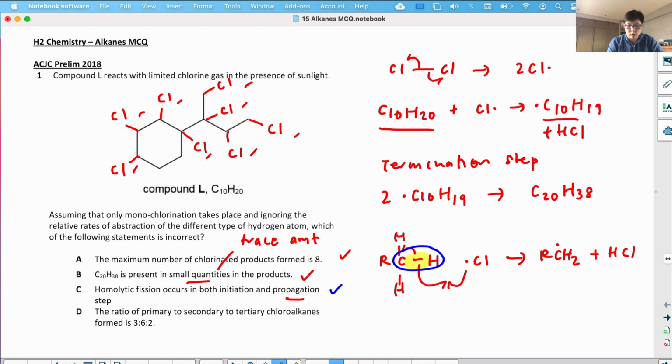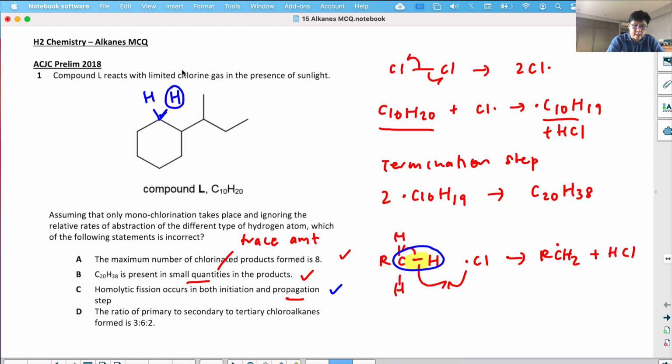Okay, this is the tricky part. The ratio of the primary to secondary to tertiary chloroalkanes has this ratio. So I'm just going to show you what it means. Imagine there are two H's over here. This is a secondary hydrogen. If I replace this secondary hydrogen with a Cl, this becomes a secondary halogenoalkane, because this carbon has one R group and another R group.